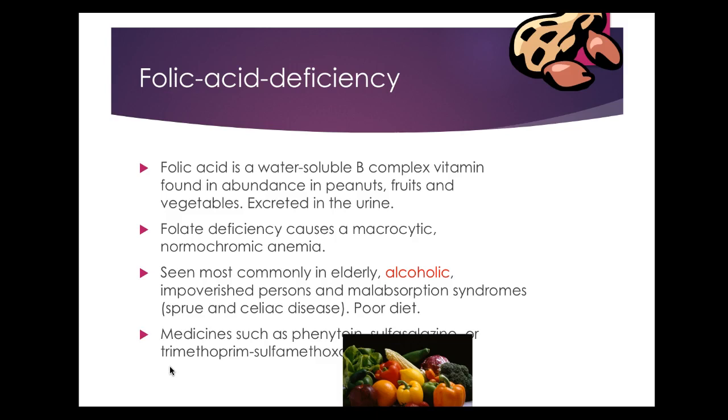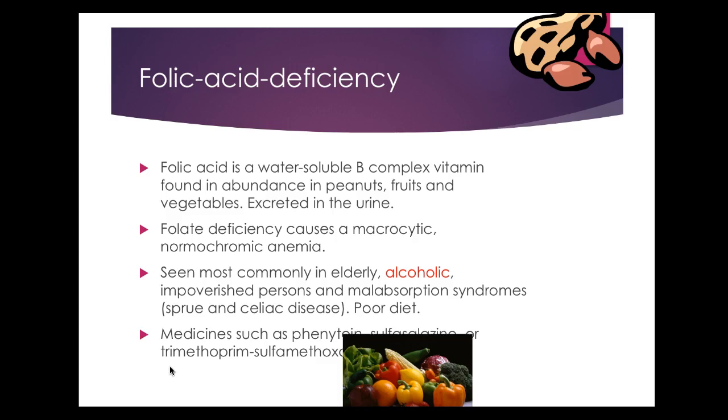Remember, folic acid is a B complex vitamin. It's water soluble. It's found in vegetables, fruits, nuts. It's peed out in the urine. When people take B complex vitamins, their urine is bright yellow. It's from the B complex. Your body takes what it needs and then it pees out the rest.